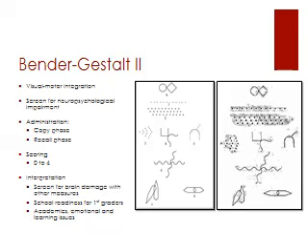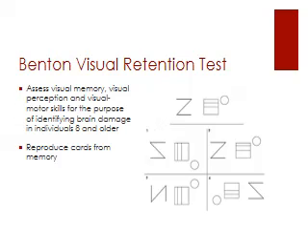The Bender-Gestalt is a visual motor integration screen for neurological impairment. There are 16 stimulus cards. First you copy, and then you draw them from memory. The Benton Visual Retention Test is used to assess visual memory, perception, and motor skills, and this can help you identify brain damage in those that are 8 or older.